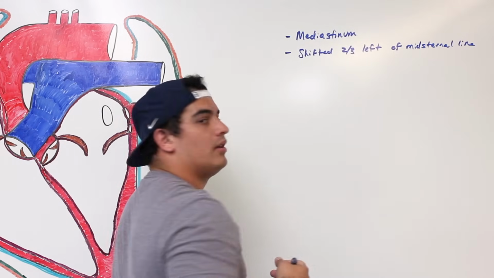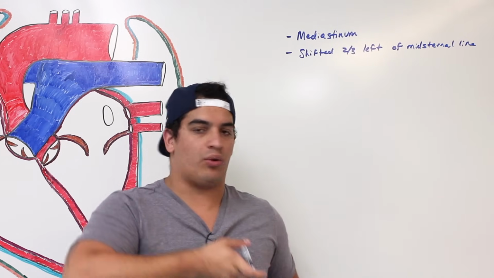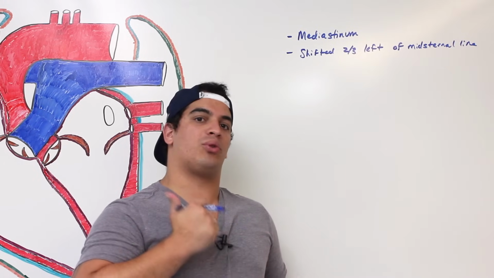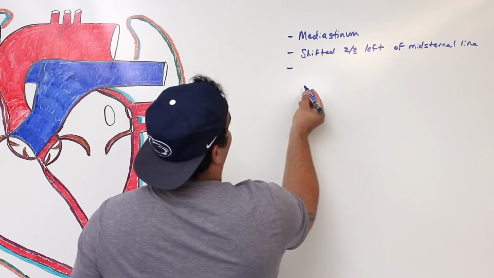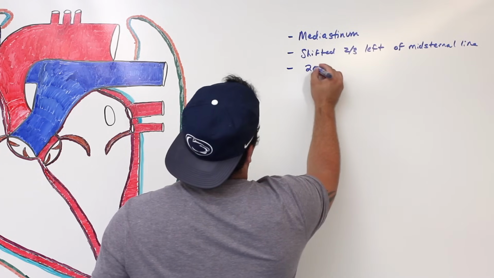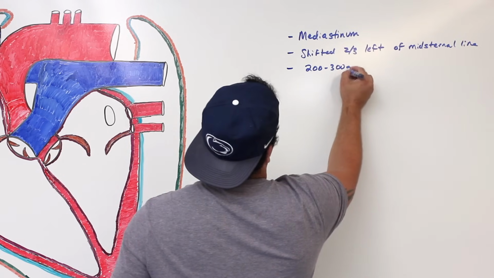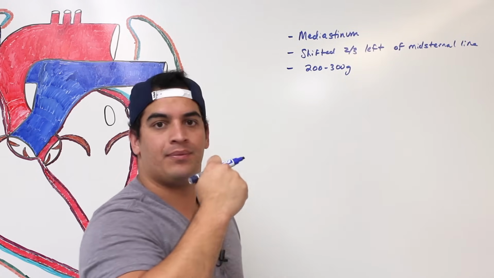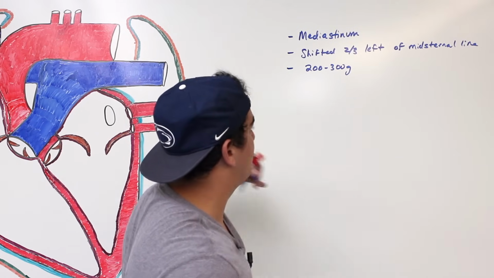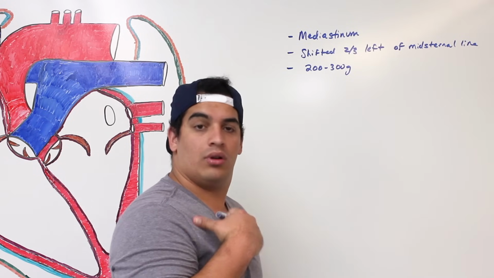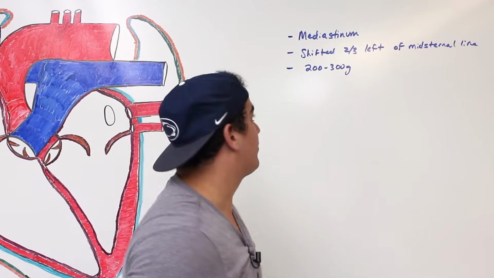So it's shifted 2/3 to the left of the mid-sternal line. That's another important thing. So when you look at it, the apex of the heart is actually pointing towards your left hip, and the base is actually pointing towards your right shoulder. Another thing about the heart is that it weighs approximately 200 to 300 grams. They generally say it's about the size of a fist, okay? So those are just the basic concepts about the heart. And again, the apex is pointing towards the left hip, and the base is pointing towards the right shoulder.